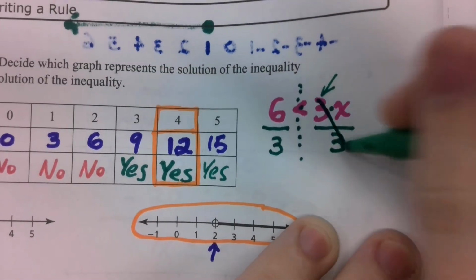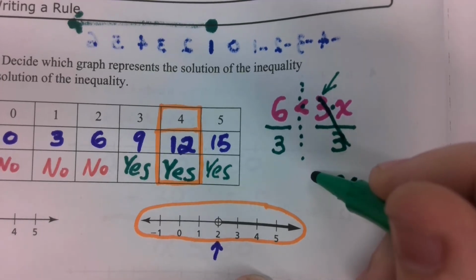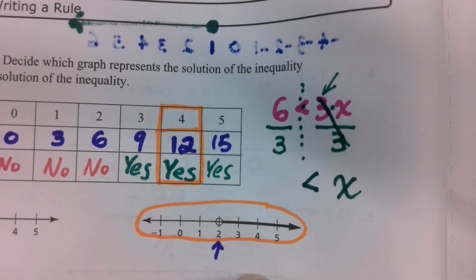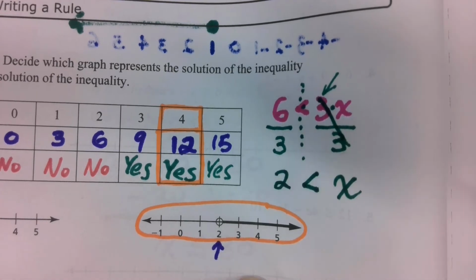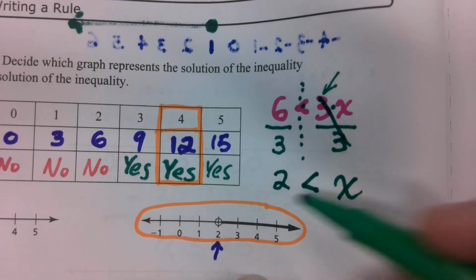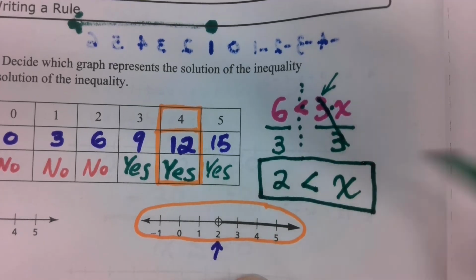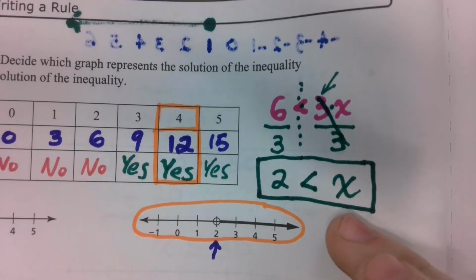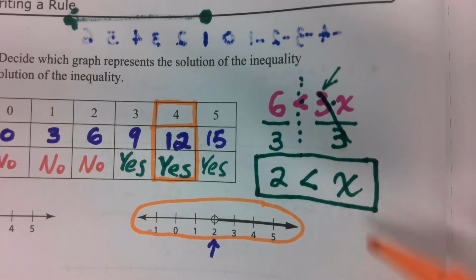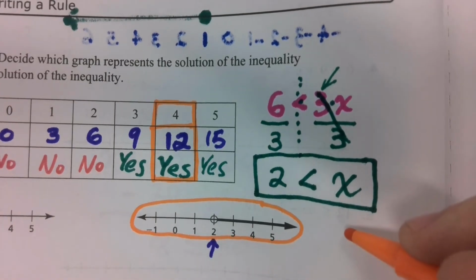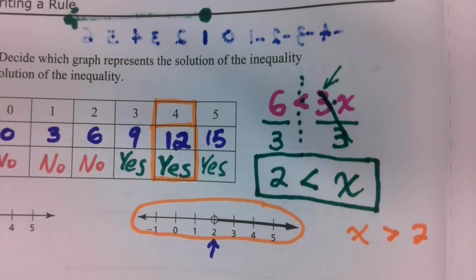If we do this, take a look at what we're left with. X is by itself, so we know we did it right. We have our inequality symbol facing the same way, and 6 divided by 3 is 2. So the solution is 2 is less than x. It can sometimes be hard for students to conceptualize this, but you are always free to flip your whole equation the other way, making it instead look like x is greater than 2.